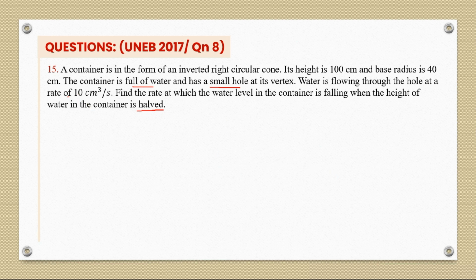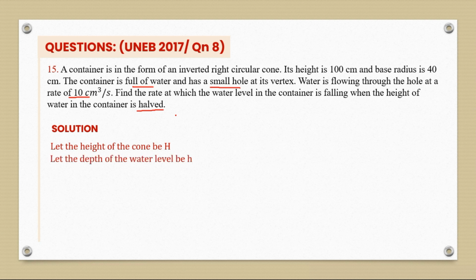Now we've been given that the rate of water flowing out is 10 cubic centimeters per second. Since water is leaking out, we have a negative value for the rate of change of volume. So first, let the height of the cone be capital H, let the depth of the water level be small h, let the radius of the cone be capital R, and let the radius of the water be small r. Now you can already see that dV/dt shall be equal to negative 10 cubic centimeters per second, because water is flowing out, so the volume is decreasing.